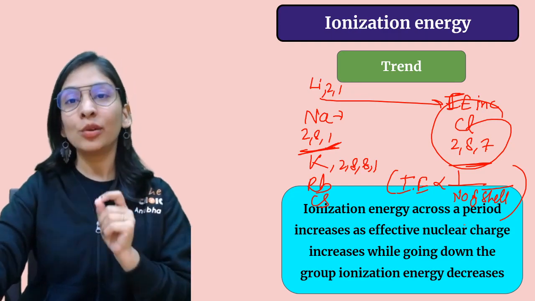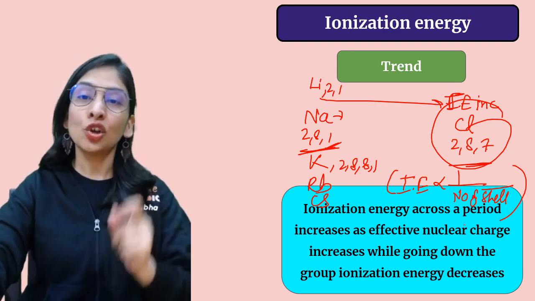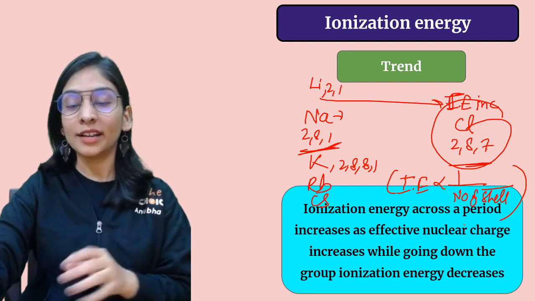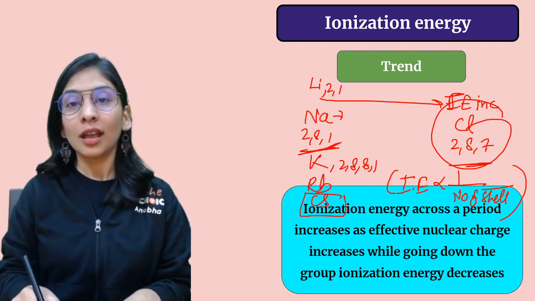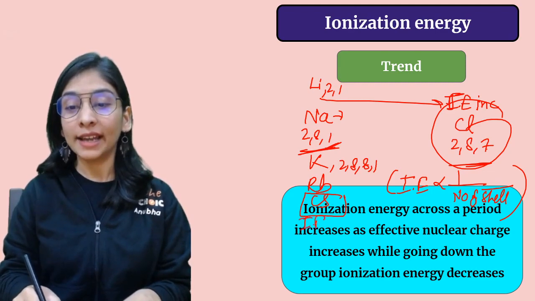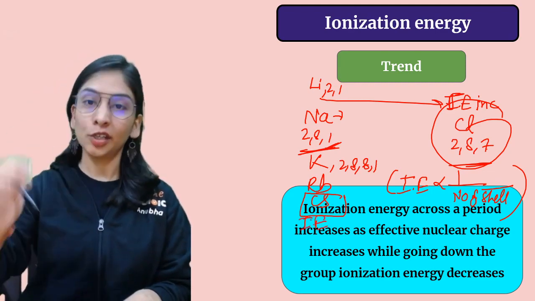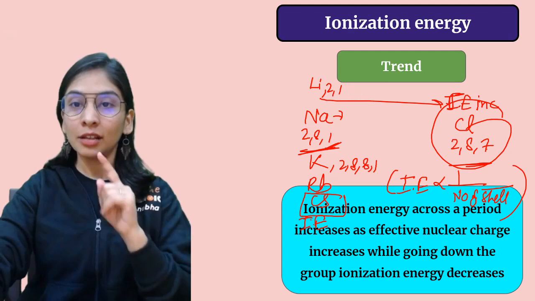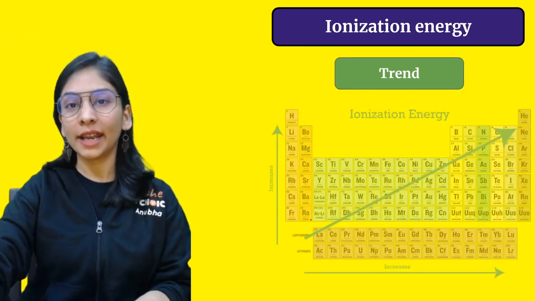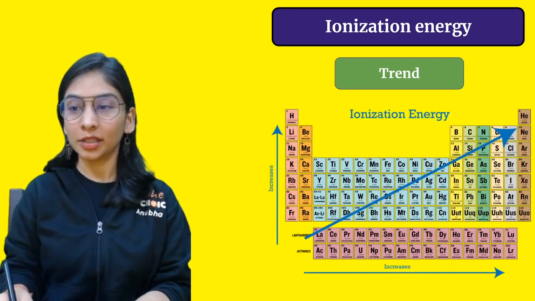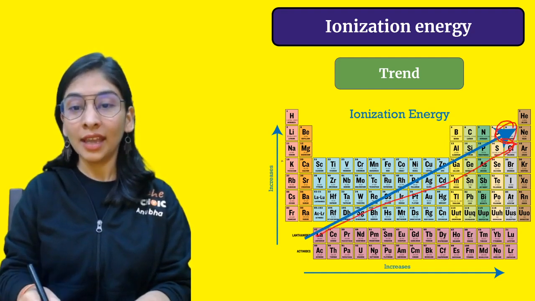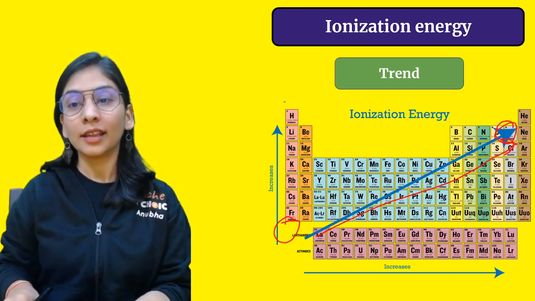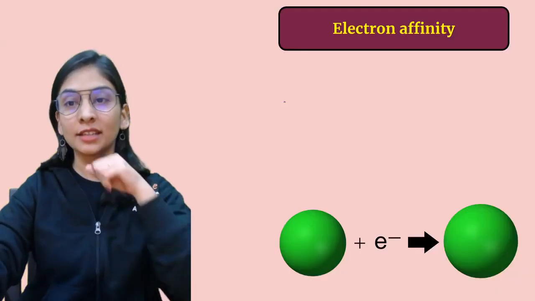Whatever I'm saying, you can write some bullet points, short points, that will help you to understand better. That means if I talk about cesium, it will have the lowest ionization energy in the entire periodic table. And fluorine is the one with maximum ionization energy in this table. All right, look at this. That's why it's here, maximum, and here is the lowest. That's what they are telling about ionization energy.